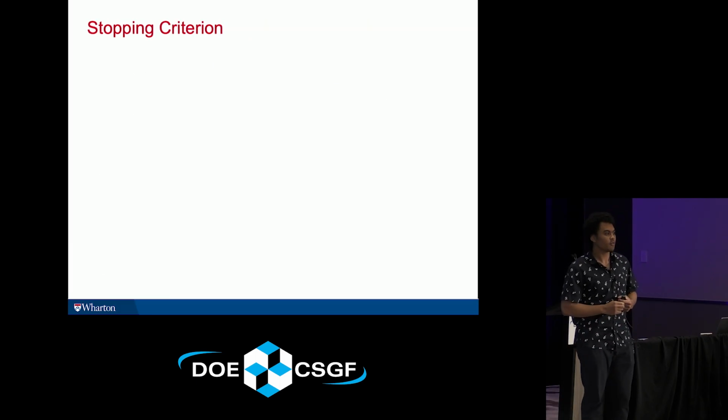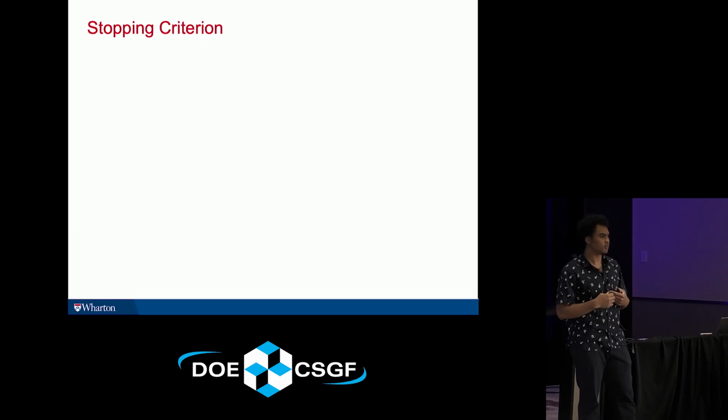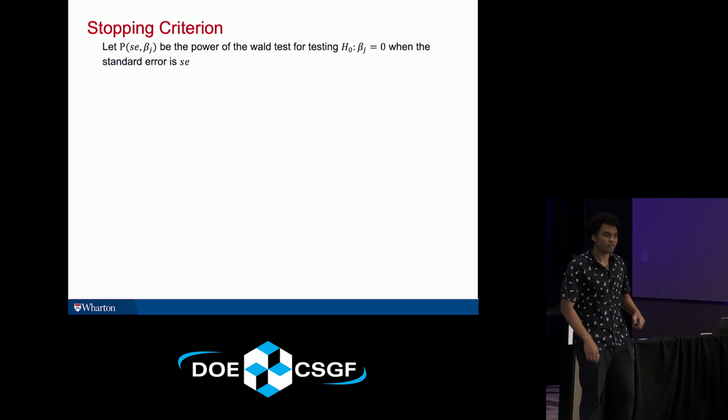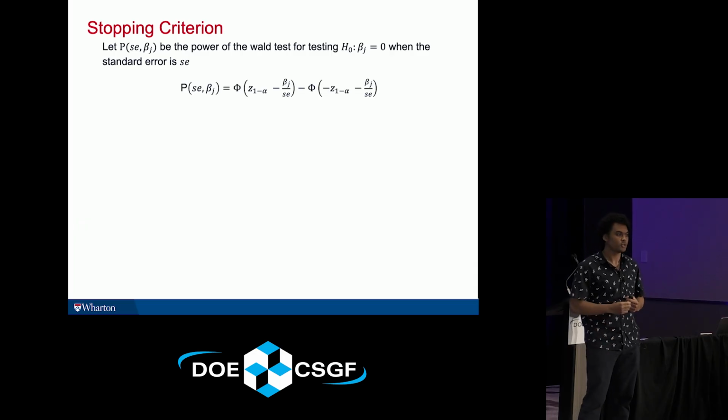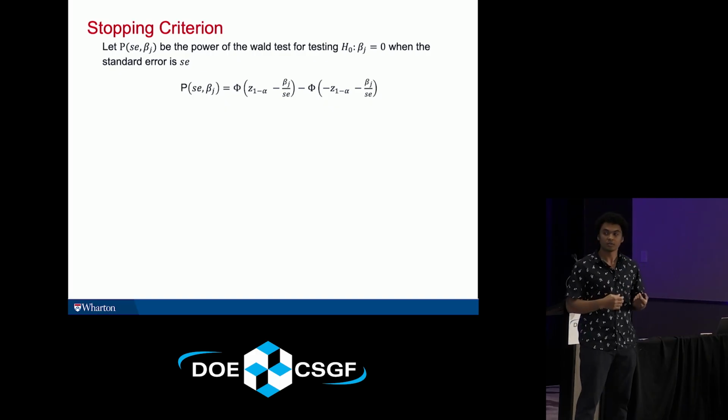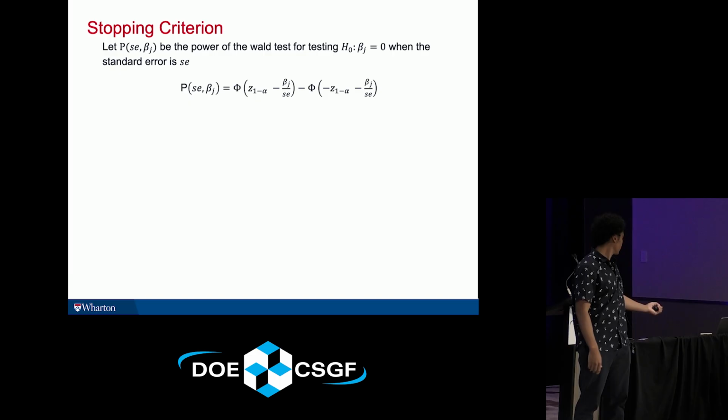And so now we have a way of selecting our data in a fast method. However, we still have to determine when to stop. And so here, we're going to show that you can get the power of your method when you're testing the Wald test based on your standard error and the true value of beta. And it has this closed form.